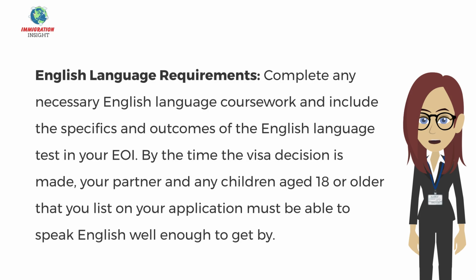Thirdly, English language requirements. Complete any necessary English language coursework and include the specifics and outcomes of the English language test in your EOI. By the time the visa decision is made, your partner and any children aged 18 or older that you list on your application must be able to speak English well enough to get by.